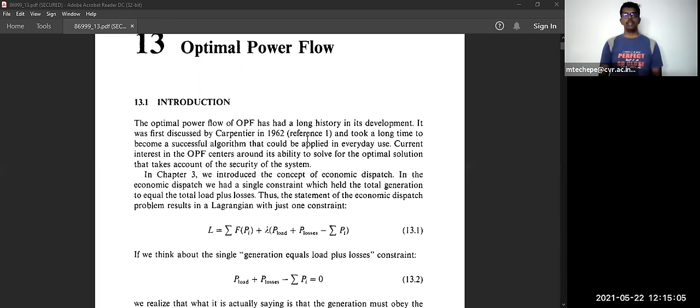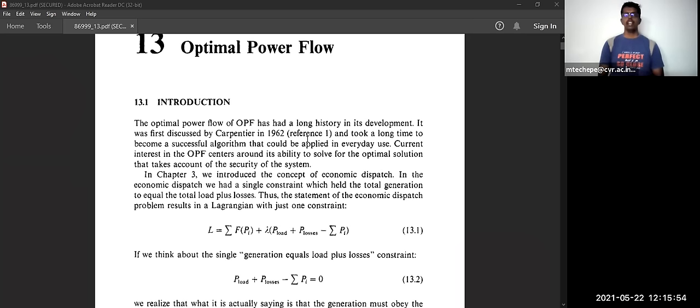This optimal power flow is similar to the economic load dispatch problem. The only difference is that in the economic load dispatch problem, we solved using only one or two constraints: the power balance constraint and the minimum and maximum operating limits. But in the optimal power flow, there are many constraints, like real power constraints, reactive power constraints, voltage constraints, and MVA constraints. Many constraints are incorporated, so the problem is very complex to solve. It is not that easy.